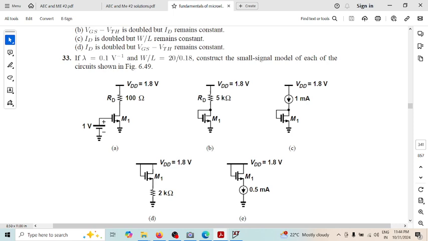Second circuit, what I have is a resistor RD, and then a diode connected MOSFET, that is, drain is connected with gate by a short. VDD is equal to 1.8 volt, RD is equal to 5 kilo ohm, this is M1, and W by L is 20 divided by 0.18, and lambda is equal to 0.1 volt inverse. These are the values that I have.